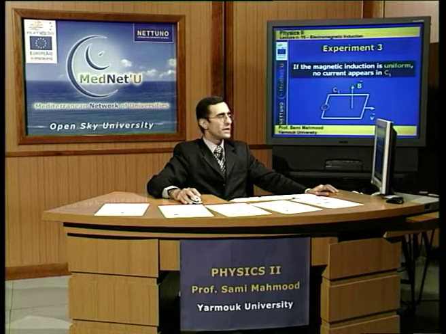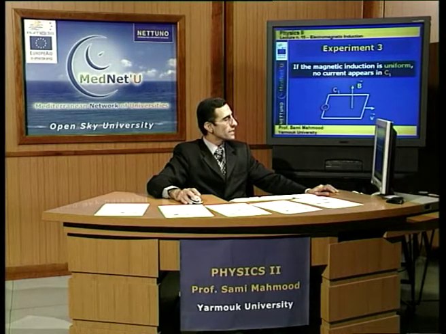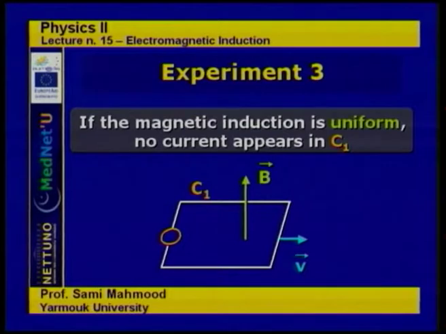However, another observation of this motion of a rigid circuit in a field is that we notice that if the magnetic induction is uniform, if it's exactly the same in magnitude and direction in space, and if we move this rigid circuit without rotating it, of course, just move it translationally across the field, no current will be produced in C1. This is the observation of experiment number 3.